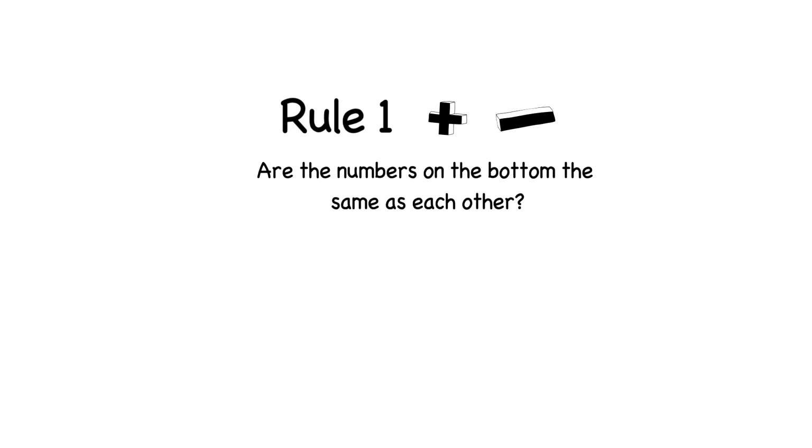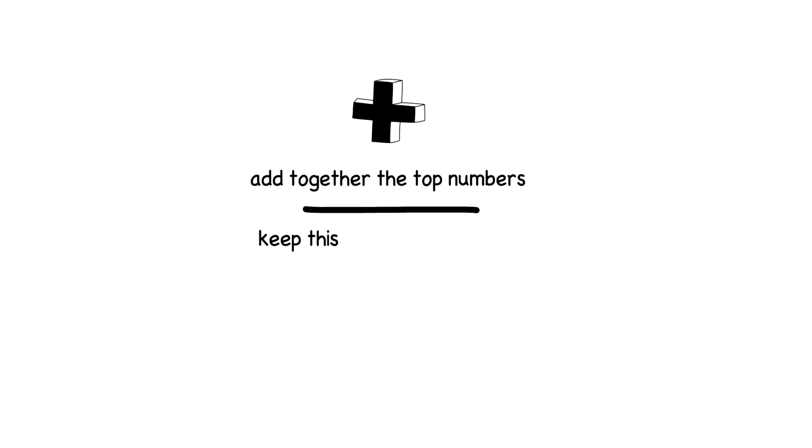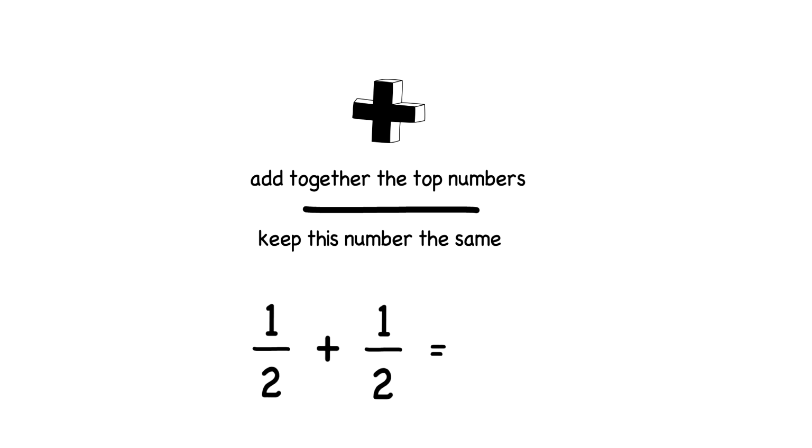So rule number 1, adding and subtracting fractions. The first thing we need to do is ask ourselves whether the numbers on the bottom are the same as each other. If they are, then brilliant, because we've got half the workload. All you have to do is add together the top numbers and keep the number on the bottom exactly the same. Let's say we had 1 over 2 add 1 over 2. 1 plus 1 will give us 2 on the top, and 2 stays the same.